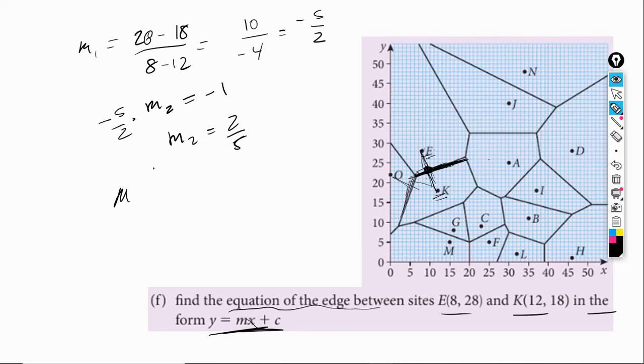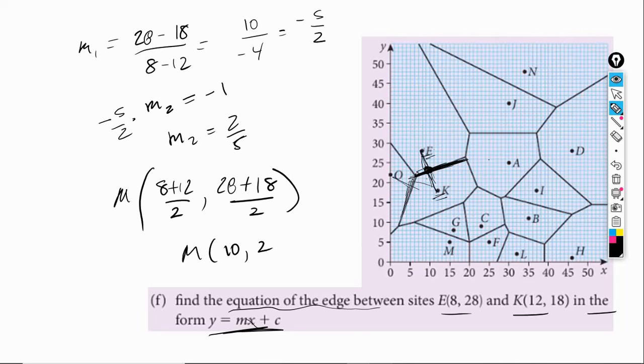And remember that midpoints are simply found by adding the coordinates and dividing them by 2. So the midpoint would be 8 plus 12 for x divided by 2, and the other one would be 28 plus 18 divided by 2. And therefore, the midpoint is going to be 20 divided by 2, 10, and 46 divided by 2, 23. So 10 comma 23 is the midpoint. And we can see that that's probably right: this is 10 here and 23 on the y-axis.